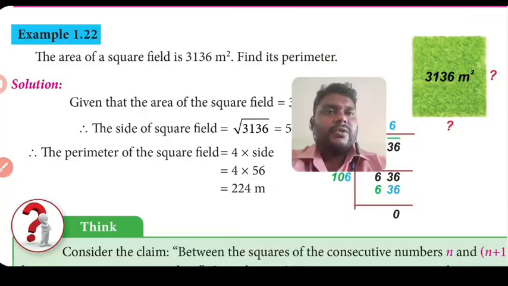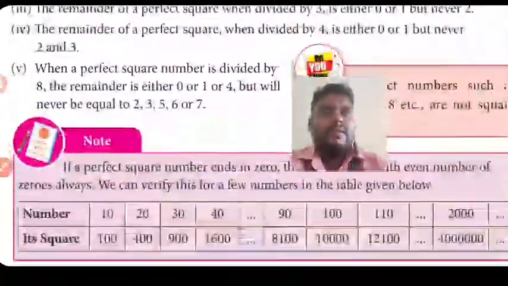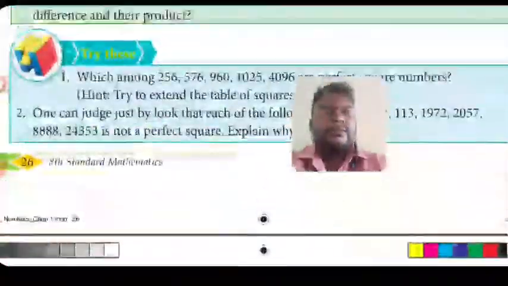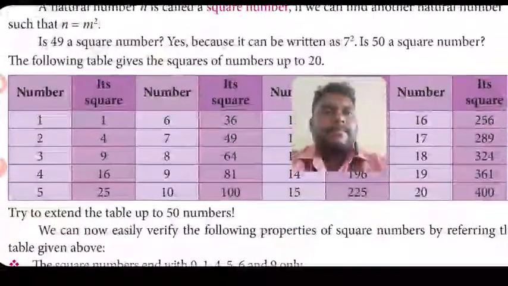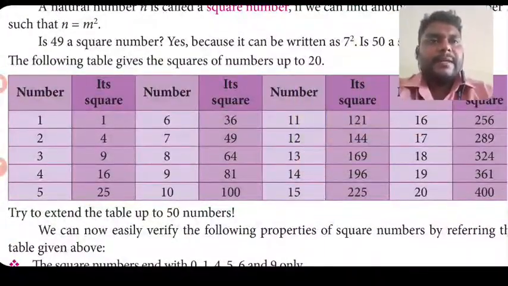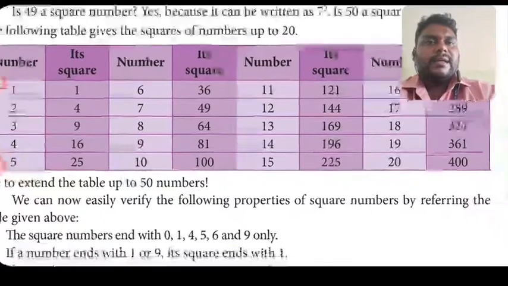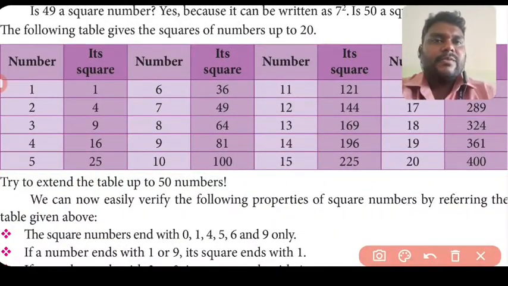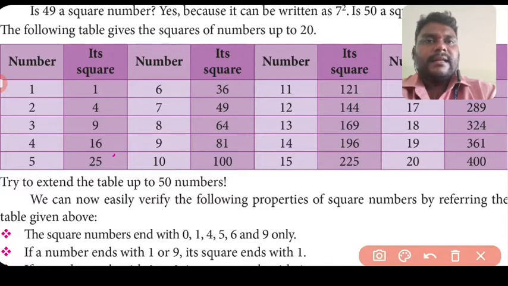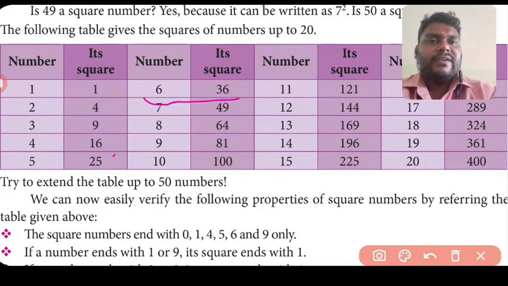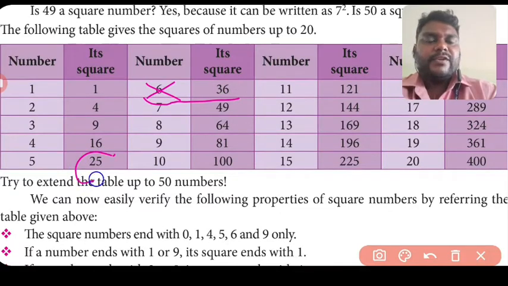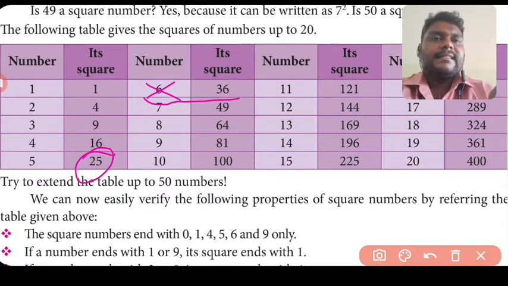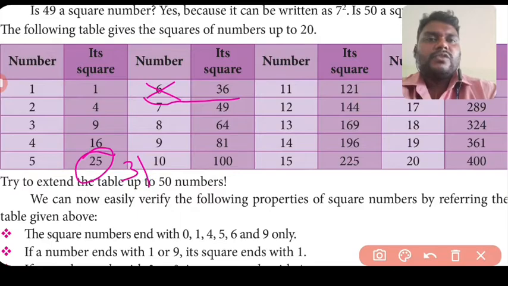Okay, I show the square table. This is the square table. So here, nearest to 31: 6 sixes are 36, so it's not coming. So 5 fives are 25. 25 is the nearest to 31, so we take 5 square.